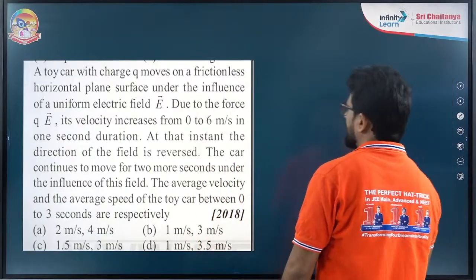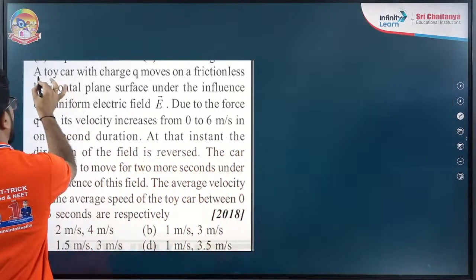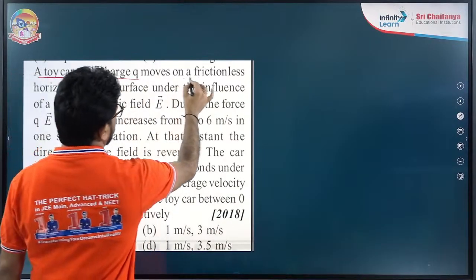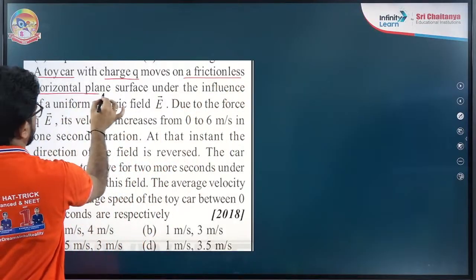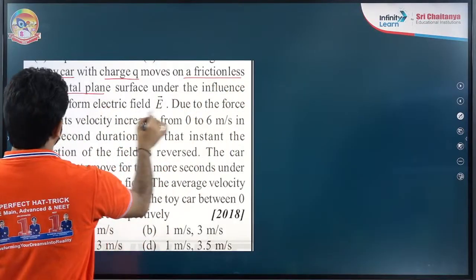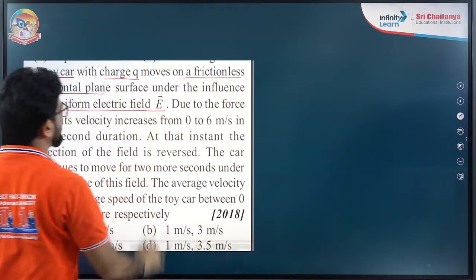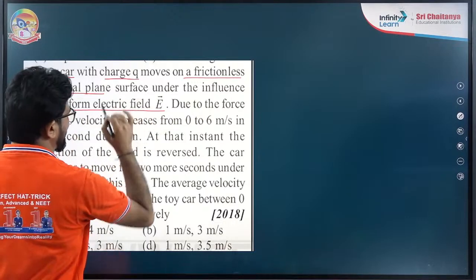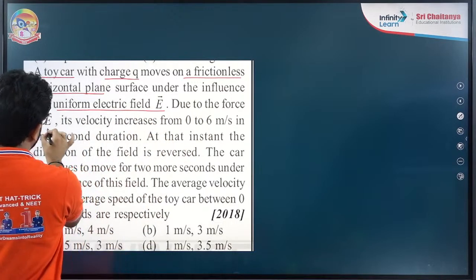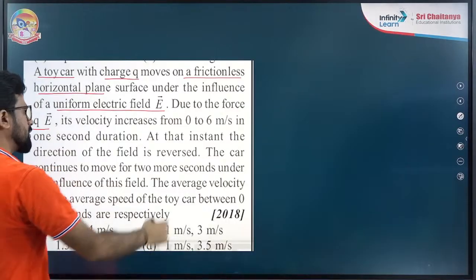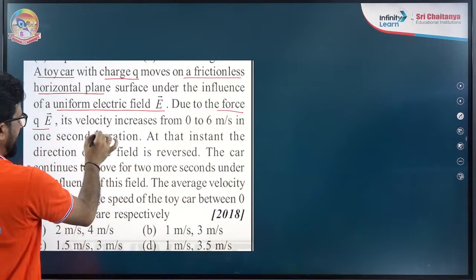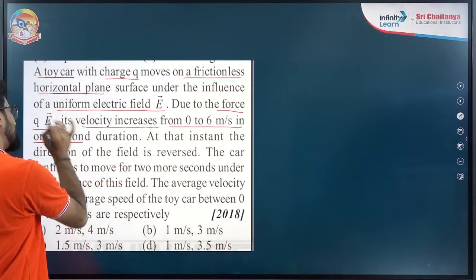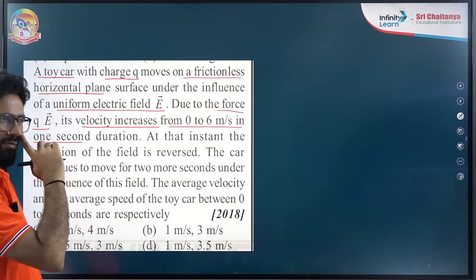You can check what is given to you. A toy car with charge q moves on a frictionless horizontal plane surface under the influence of a uniform electric field E. Due to the force QE, which is also given to you, its velocity increases from 0 to 6 in 1 second. How much time duration? 1 second.